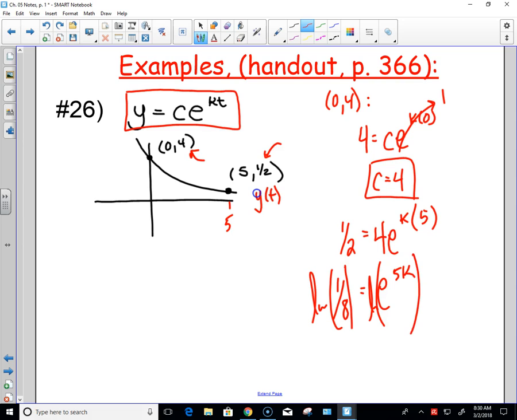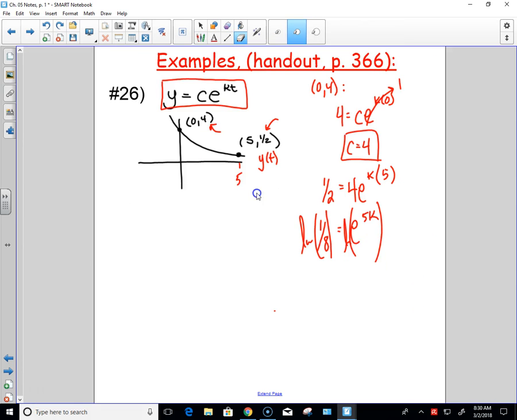ln. The e is now canceled out. And how do I get to k? Divide by 5. Wait, so what's stopping you from plugging in (0, 4) to 5k also with the initial position? If we plug in (0, 4) right here instead of the (5, 1/2), the problem is 4 will equal 4, which is true, but the k can't. Yeah, the 0 doesn't help me with the k.